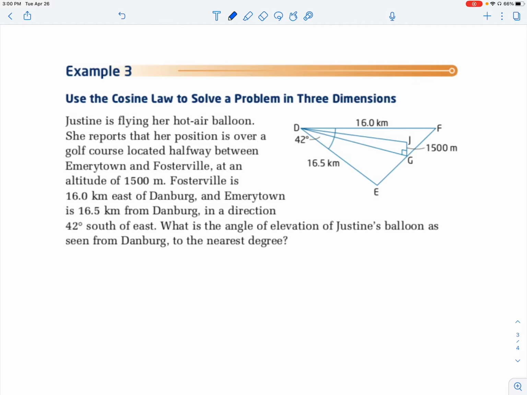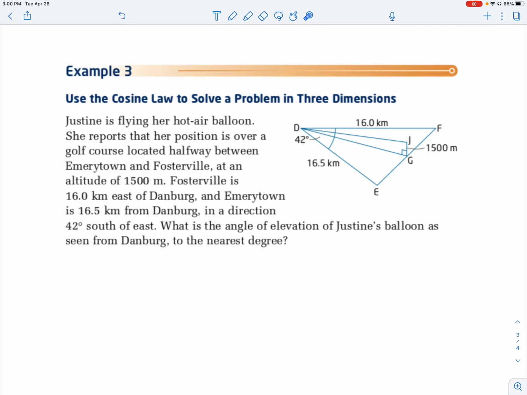Hi, welcome back to our third and last example for solving problems in three dimensions. In this example, we're going to use the cosine law to solve what we're looking for. It says Justine is flying her hot air balloon. So Justine is at the top up here in her hot air balloon.